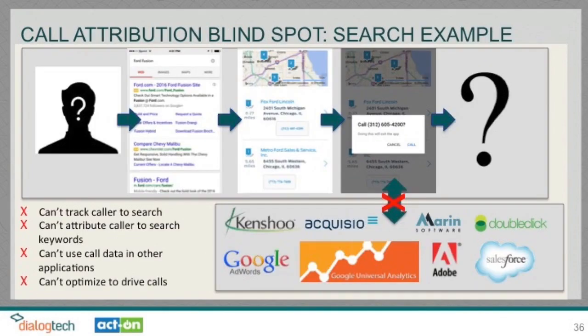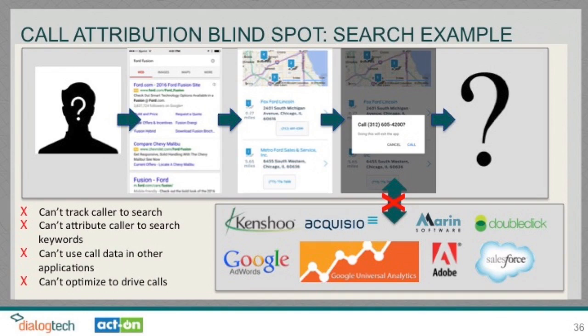So here's an example from search. At the top, you can see somebody is running a search. This is an automotive example. They see a paid search result at the top, but also an SEO and organic search result below. If someone clicks on one of those links and visits the site, they then find the dealership closest to them, and they make a call, and that call goes on to that dealership.